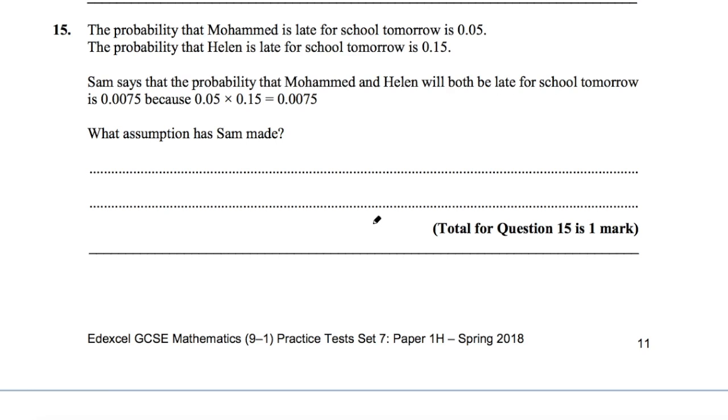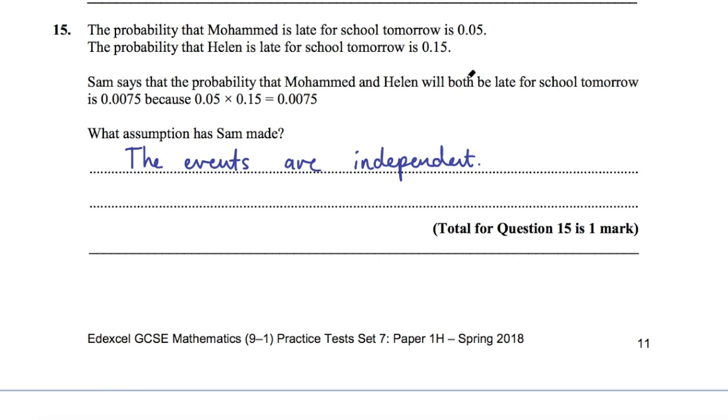Question 15 says the probability that Muhammad is late for school tomorrow is 0.05. Probability that Helen is late for school tomorrow is 0.15. Sam says that the probability that Muhammad and Helen will both be late for school tomorrow is 0.0075 because 0.05 multiplied by 0.15 equals 0.0075. What assumption has Sam made? This would be true. There's nothing wrong with his reasoning here, as long as these events are independent. So the assumption he's made is that the events are independent.